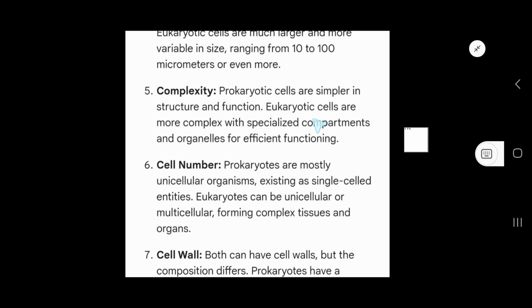5. Complexity. Prokaryotic cells are simpler in structure and function. On the other hand, eukaryotic cells are more complex, with specialized compartments and organelles for efficient functioning.